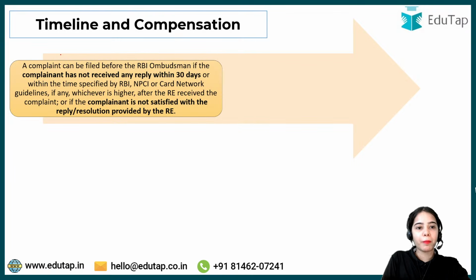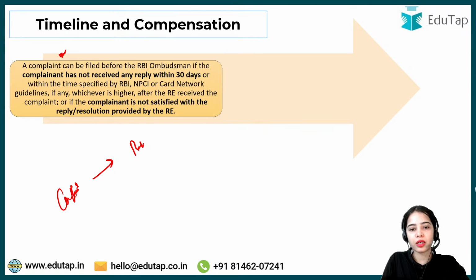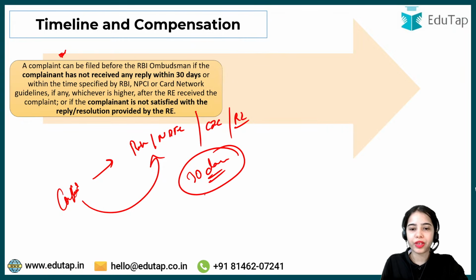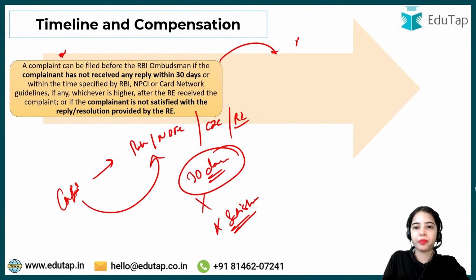So first of all, a complaint can be filed before the RBI ombudsman. First, you have to file the complaint. So you have some complaint, and you are filing this complaint with the bank or NBFC, or the credit information company, or whatever the regulated entity is. You have to file the complaint with the regulated entity, and if they are not replying to you within 30 days, or if the reply is not satisfactory, then you can complain to the RBI ombudsman.